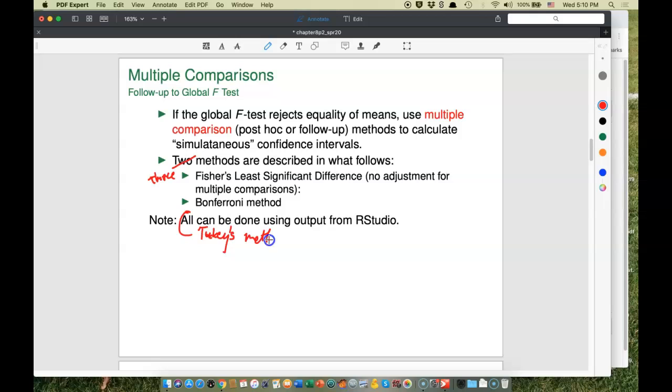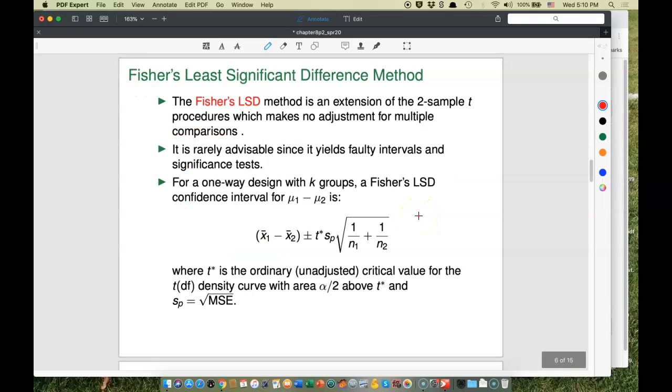So Tukey's method, and that's the one actually that can be done in R without even blinking. With R, you can do that one quite easily. The others as well, but just differently. So all can be done using output from RStudio, so let's have a look. Now, Fisher's least significant difference method is essentially the method that's discussed in this section.